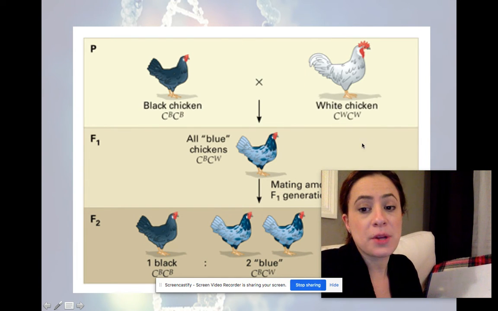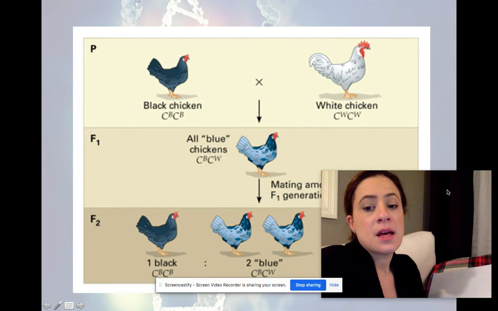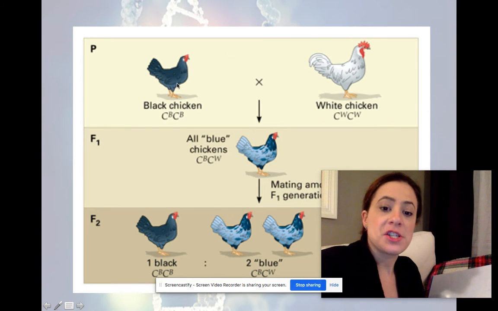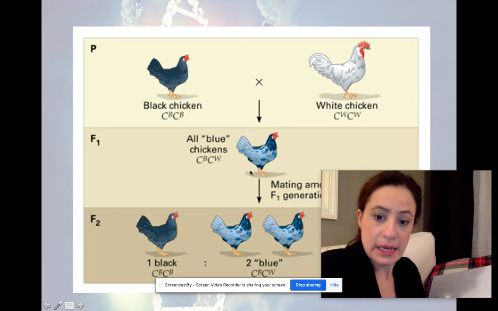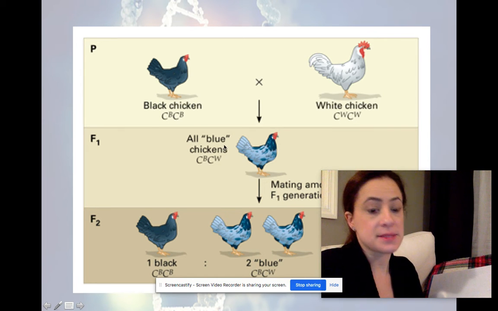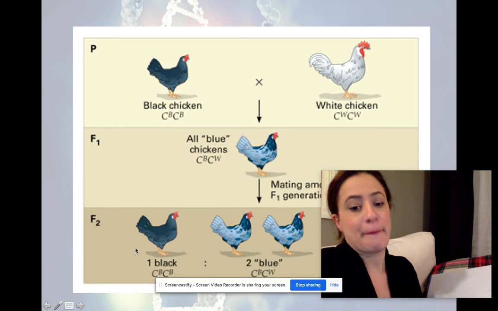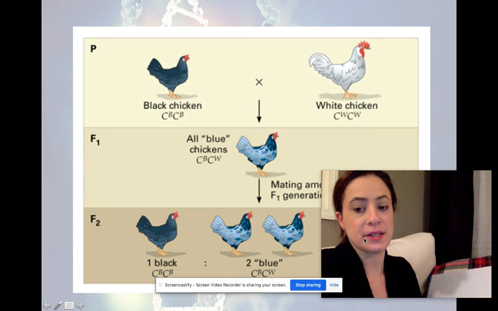And here's an up-close image of the chickens where we have the black chicken and the white chicken, and they cross, and we get, I see it says blue chicken here, but they're also known as checkered chickens. And we get a black chicken, two checkered chickens, and behind the video here is one white chicken.